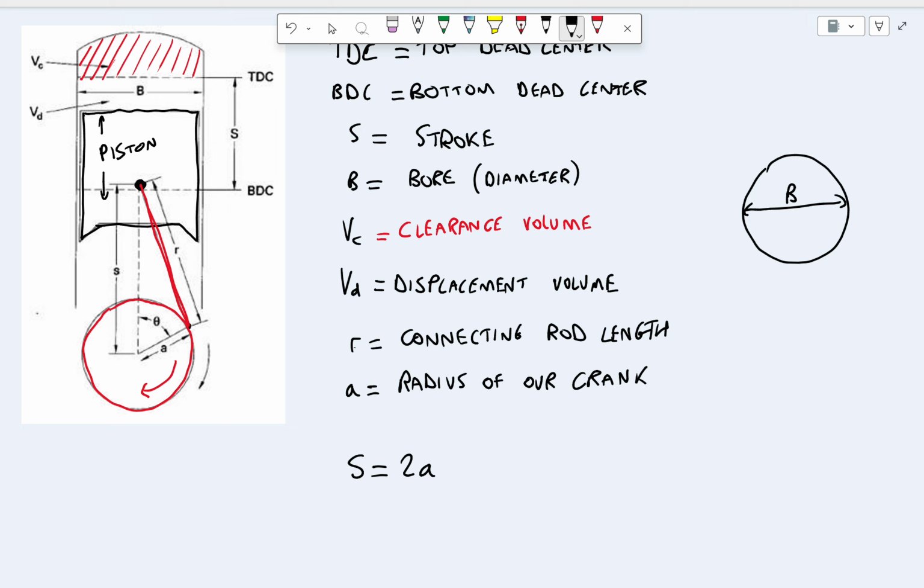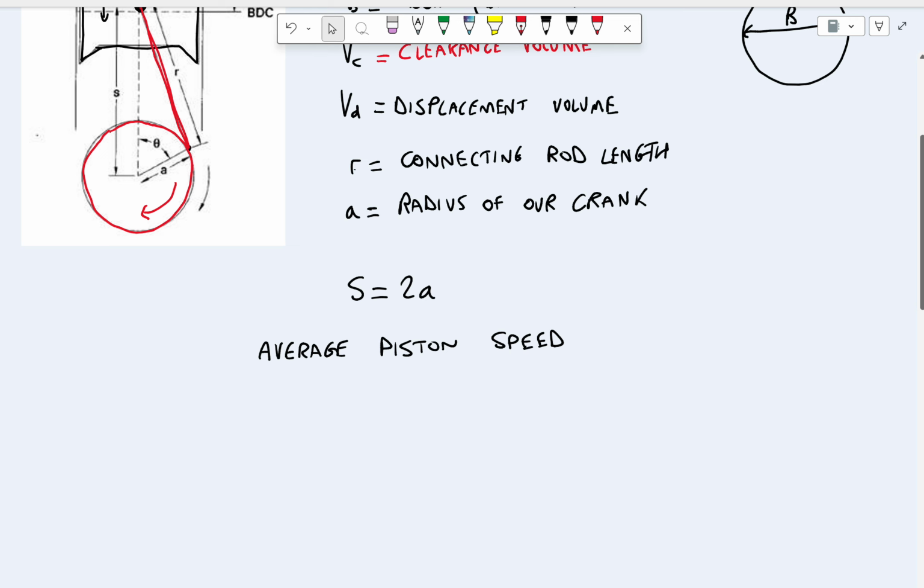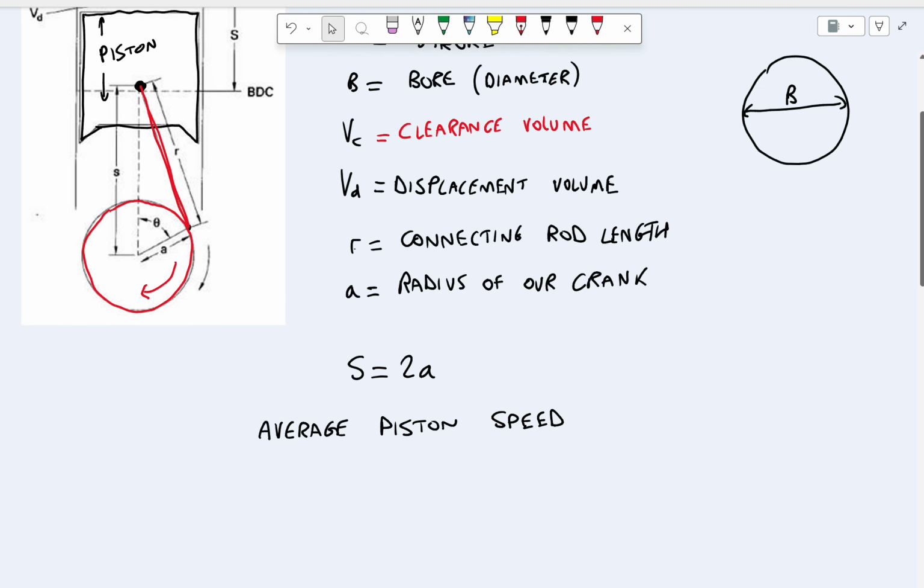Okay, the other equation that we can write is that the average piston speed can be found geometrically from these terms as well. Okay, and everything can pretty much be found from all the geometry here. It's just a triangle and a circle, so it's very easy to come up with a lot of different equations to describe what is happening.